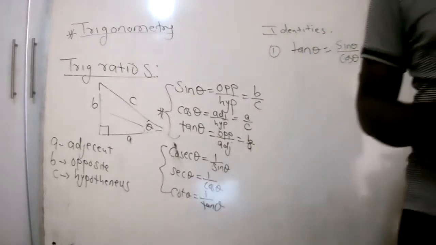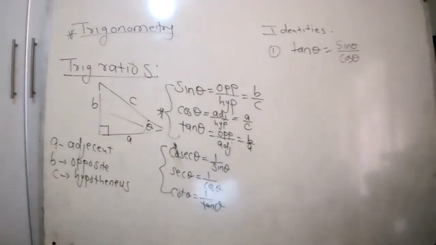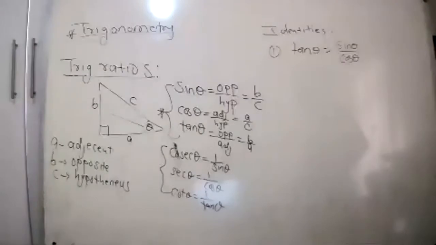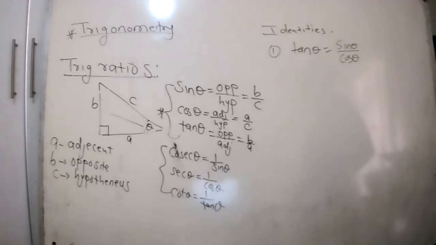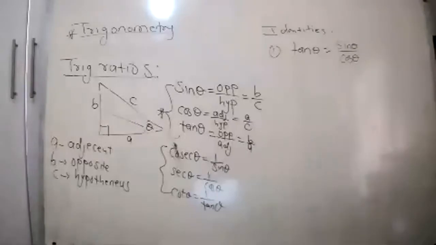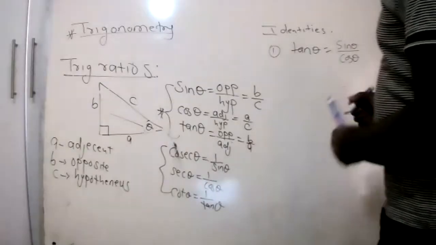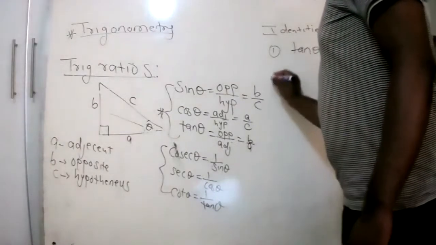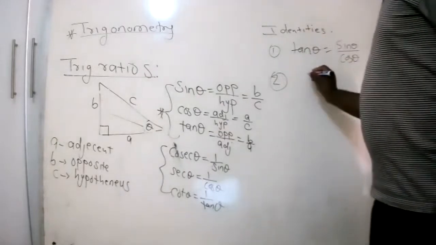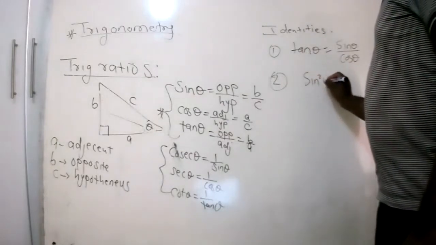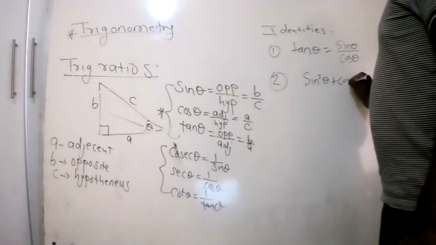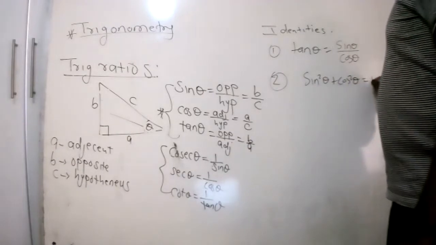Whenever you see tan theta, you are allowed to write it as sine theta over cos theta. You can even prove that to validate that indeed tan theta is equal to sine theta over cos theta. And then the second identity you normally use in grade 11 is the identity of sine squared theta plus cos squared theta, which is equal to 1.